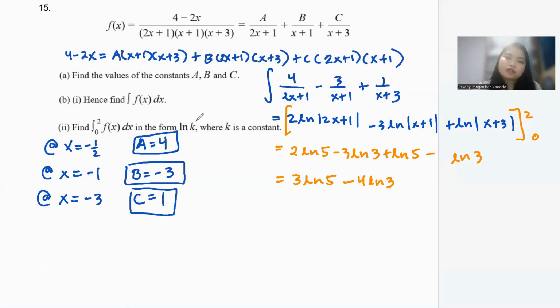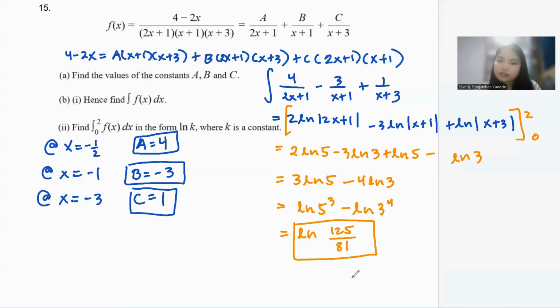You're not yet done because you want ln k. I want only one ln and a number beside that. And what I can do is to make ln 5 raised to 3, putting it there. The same thing with the other one, ln 3 raised to 4. And then just use it. Simplify. 5 raised to 3 will be 125. 3 raised to 4 will be 81. And then that's it. You minus it because you have a minus. You divide it because you have a minus in the middle. And that's the final answer. Meaning to say your K is 125 over 81.